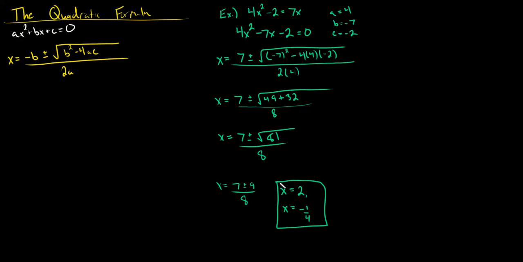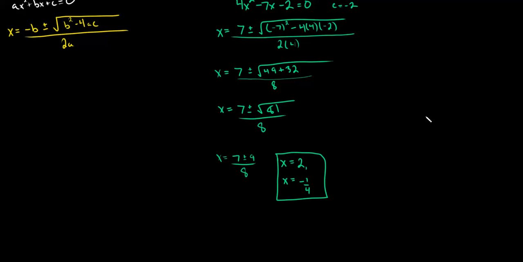All right, I do want to take a look at just another couple problems just to make sure that we're really on it. Let's take a look at a problem. Let's try 7x squared plus 6x minus 4 is equal to -x squared.